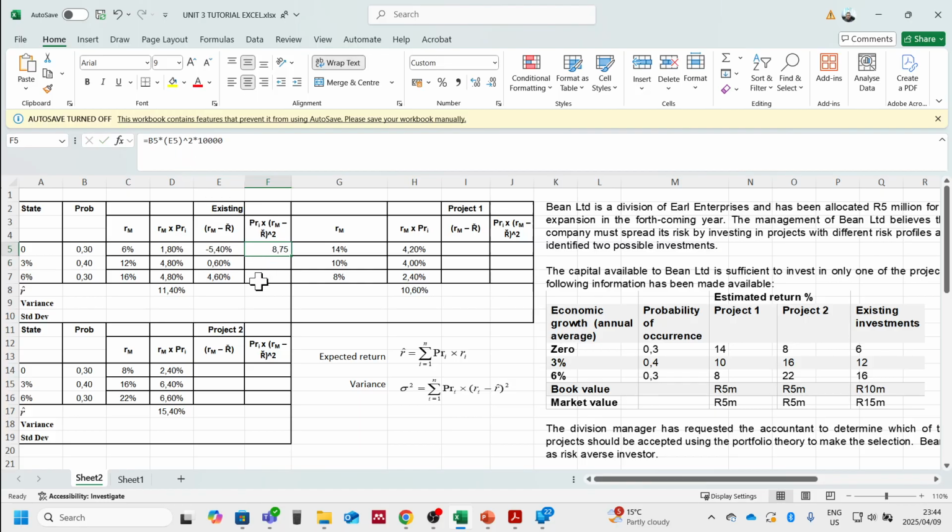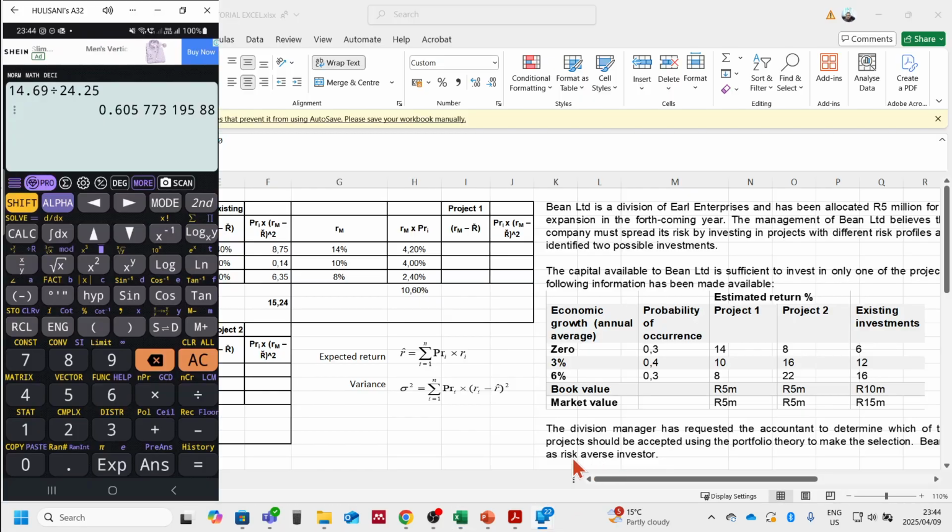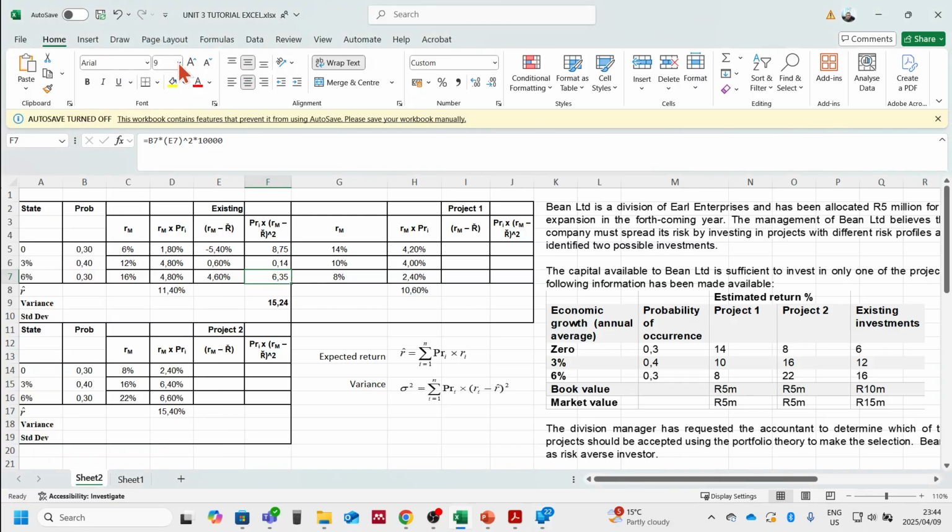Therefore, the variance becomes 8.75, and then we can go and do this for the other three as well. And then we can calculate the variance in total. So the variance in total for this project becomes 15.24%. Over here it's 0.14%, over here it's 6.35%. You can still use your scientific calculator by doing the following.